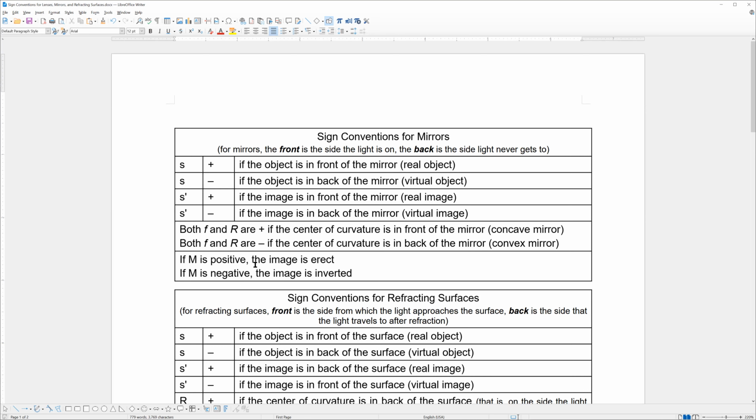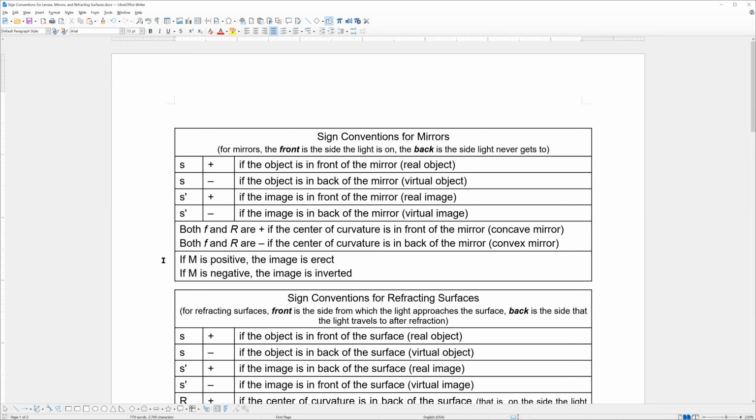We'll be talking about magnification. Not very interesting for a plane mirror, but for curved mirrors, which we'll soon start considering, it's more interesting. And we have ways of calculating the magnification. That's capital M, by the way.